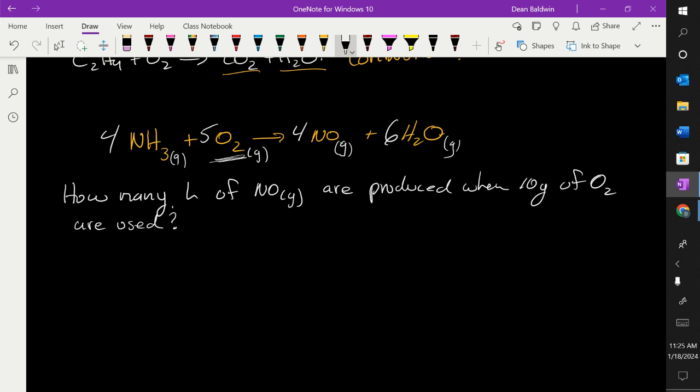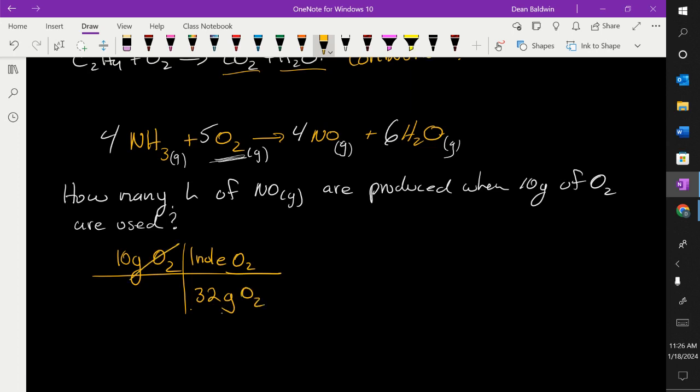How many liters of NO gas are produced when we react 10 grams of oxygen? So what's the first thing you write? 10 grams O2, because that's what you have. Do we like grams? No, we want moles. How much does 1 mole of O2 weigh? 32 grams, right? Because that'll cancel the grams of O2.